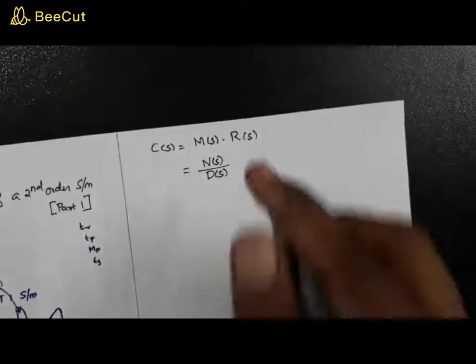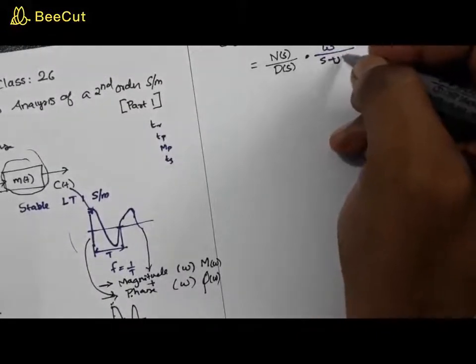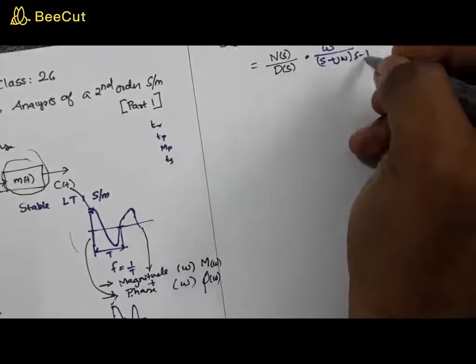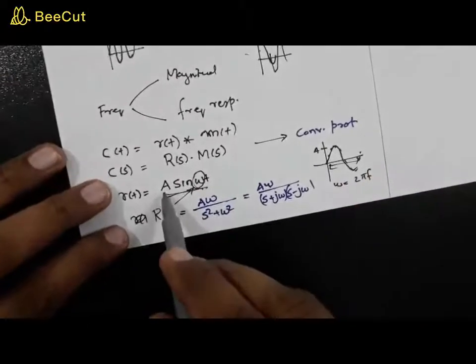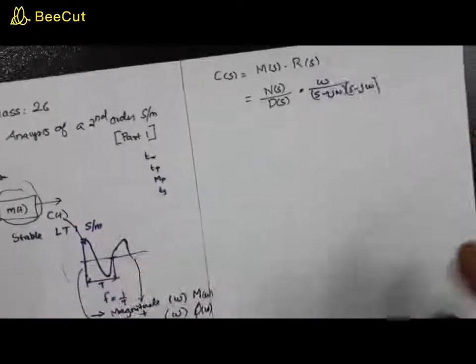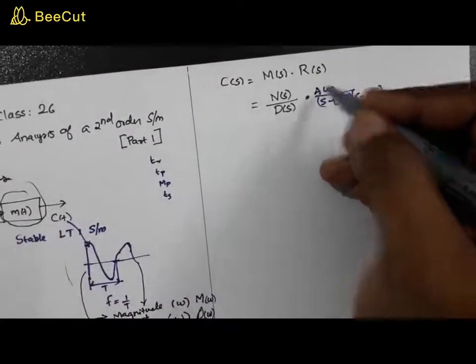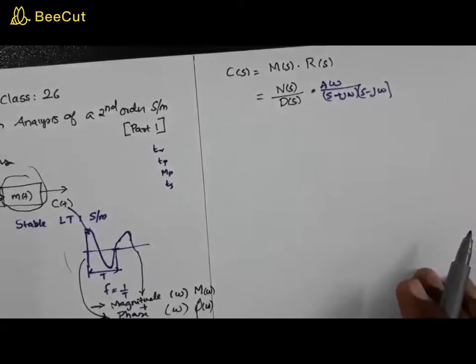So now you can replace this by omega by S plus j omega into S minus j omega. Okay, so there is a slight correction. There is an amplitude, you need to consider that. So you need to multiply this by A. So this will be A omega by S plus j omega into S minus j omega.